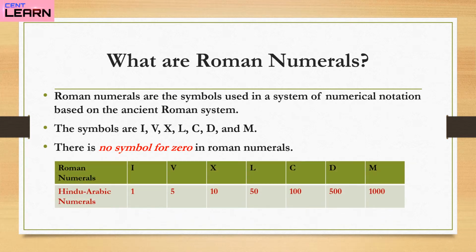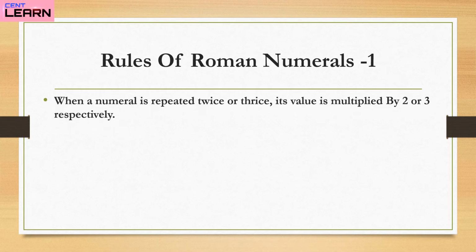The Roman numeral I indicates the number 1. Similarly, V is equal to 5, X is equal to 10, L is equal to 50, C is equal to 100, D is equal to 500 and M is equal to 1000. There are some rules of Roman numerals.